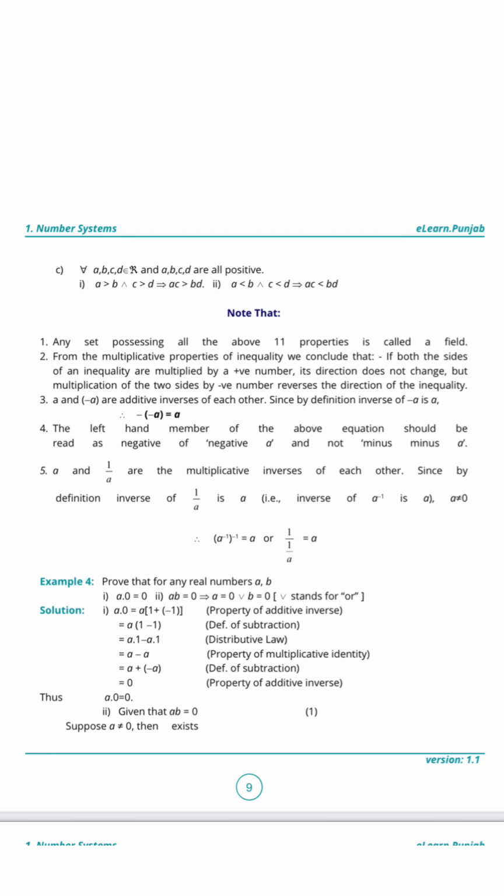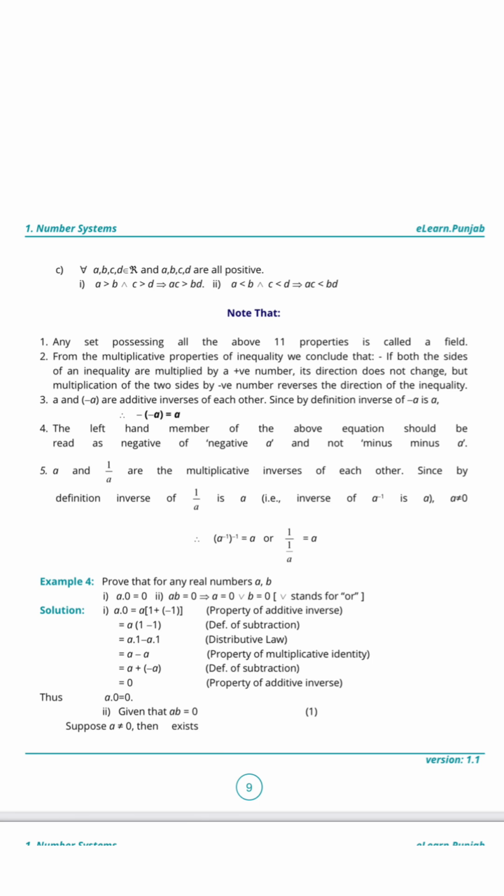A and 1 over a are the multiplicative inverses of each other, since by definition the inverse of 1 over a is a, that is, the inverse of a raised to power minus 1 is a. A raised to power minus 1 means 1 over a. The positive sign was there when it was in the denominator, and it became negative when it moved to the opposite side, that is, the numerator. And a cannot be equal to 0. Therefore, the minus in a raised to power minus 1 will cancel out and it becomes positive a, or 1 over a equals a.